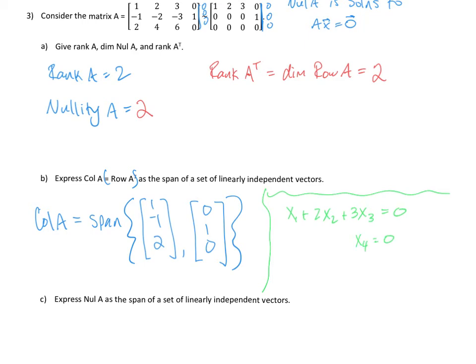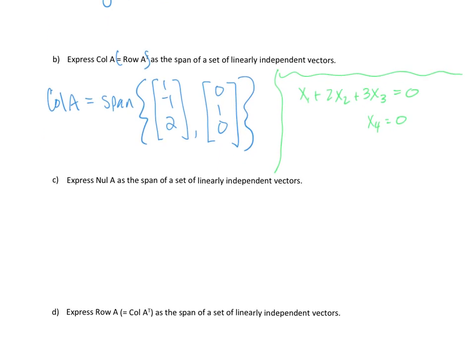All right, I'm going to solve it for the basic variables, or the pivot variables, in terms of the free variables. Okay, so I get x1 equals negative 2x2 minus 3x3, and x4 equals 0. Then I'm going to write it in parametric vector form. So these x's that I'm looking for look like x1, x2, x3, x4. And I've got to set up a vector for each free variable.